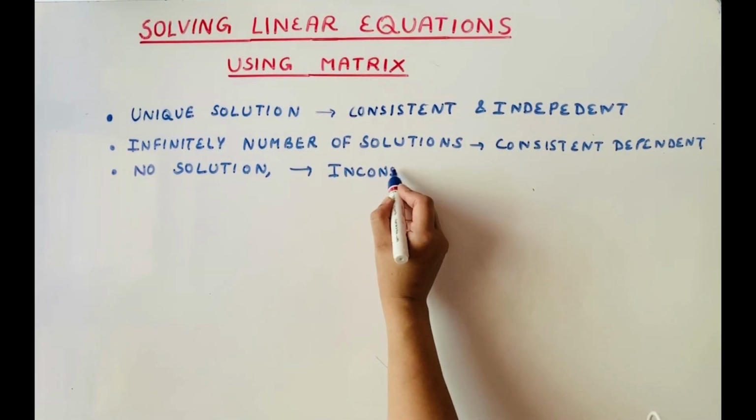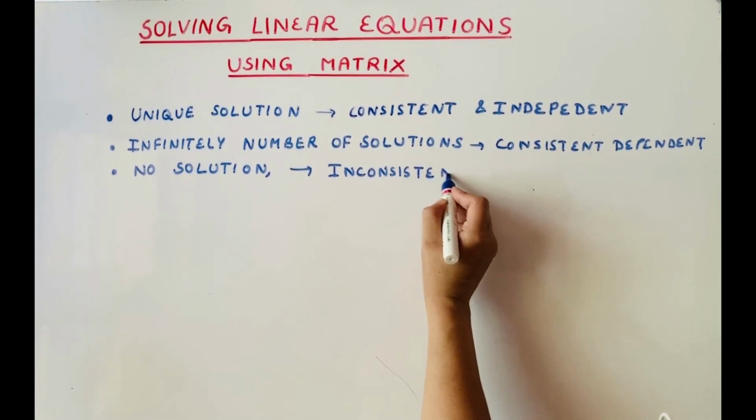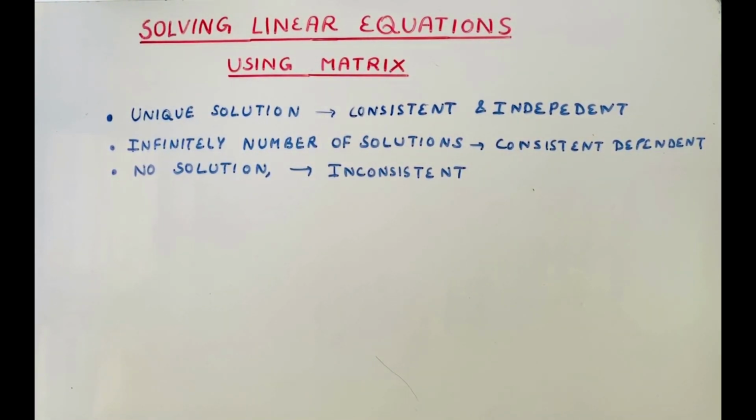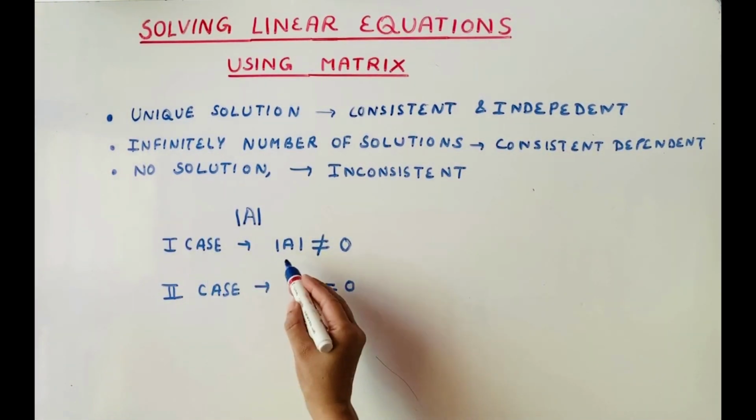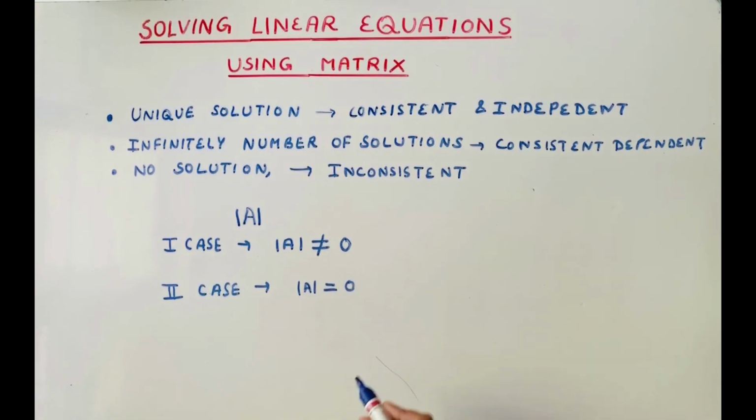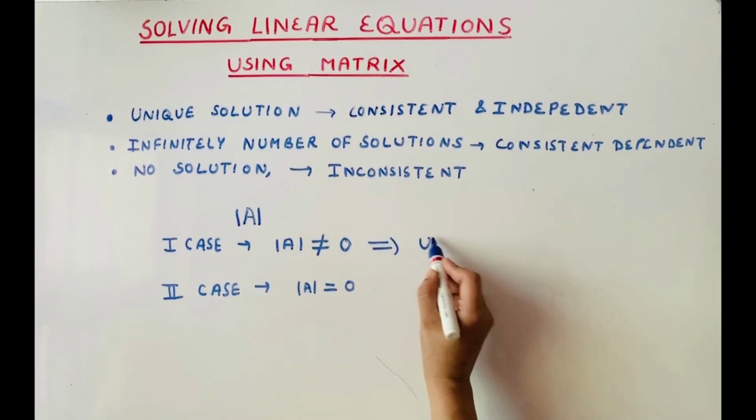So how will you find out whether the system will have consistent or inconsistent solutions? The first step is to find the determinant of A. Now there are cases. In the first case, when the determinant of A is not equal to 0, then it will have a unique solution.